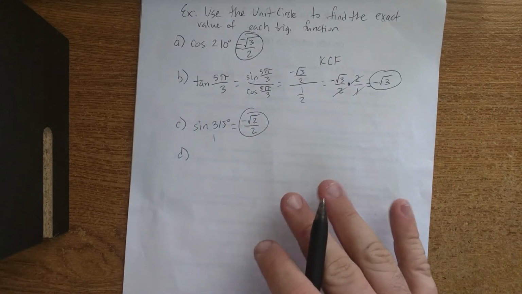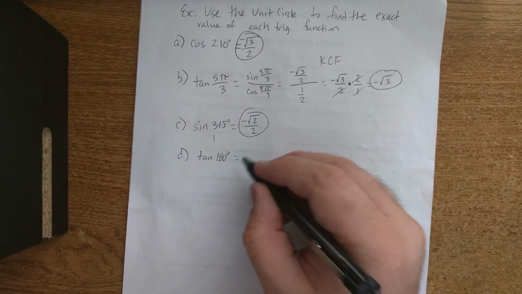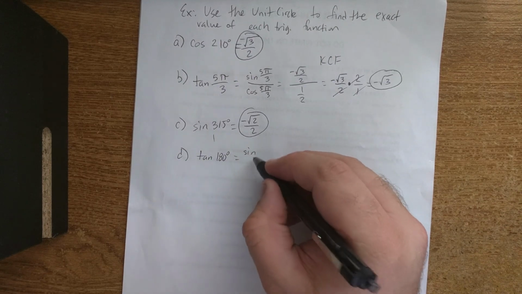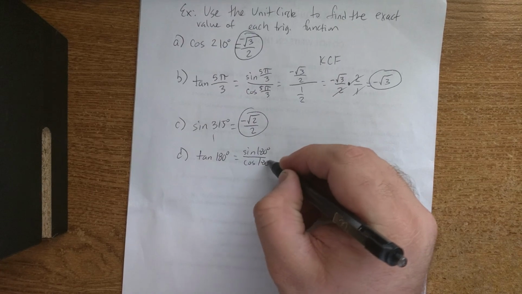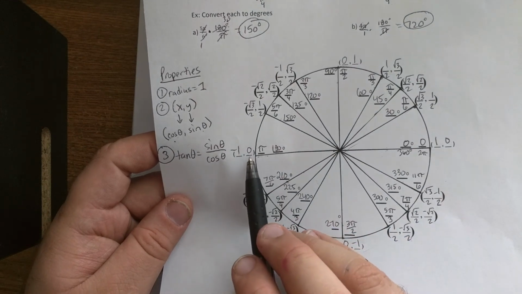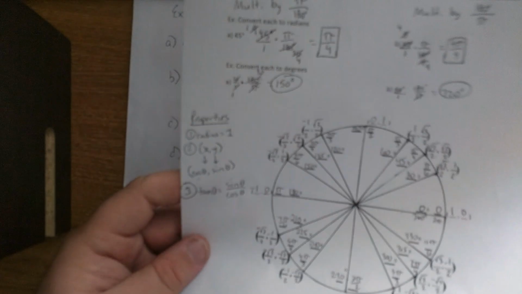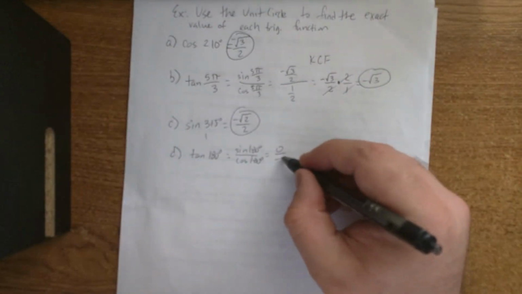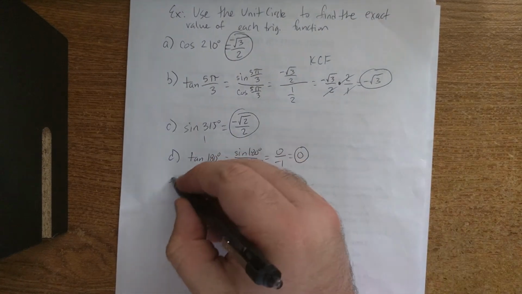Part D. Let's do tangent of 180 degrees. Let's remember that tangent is really sine over cosine. So we need to look up both of these numbers. So sine of 180 degrees, if I go here, so 180 degrees is right here. Sine is my y-coordinate, so I have 0. Cosine of 180 degrees is negative 1. And 0 divided by anything is 0. So that's what that is.